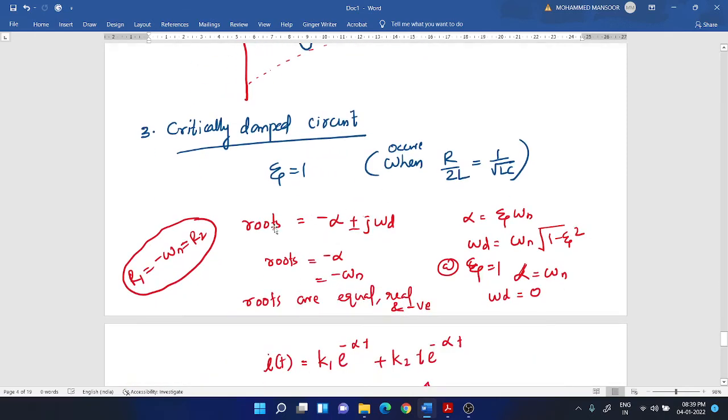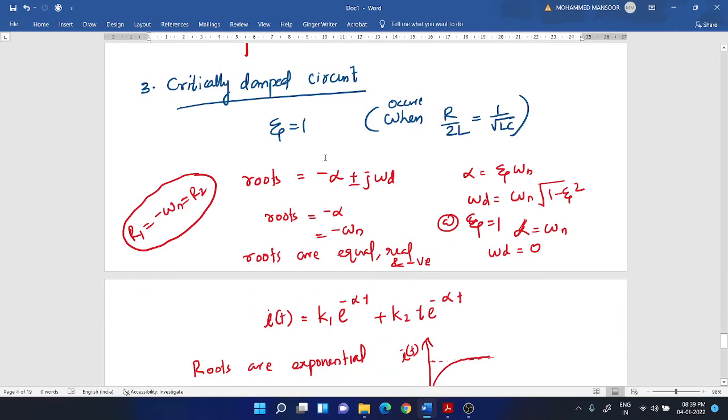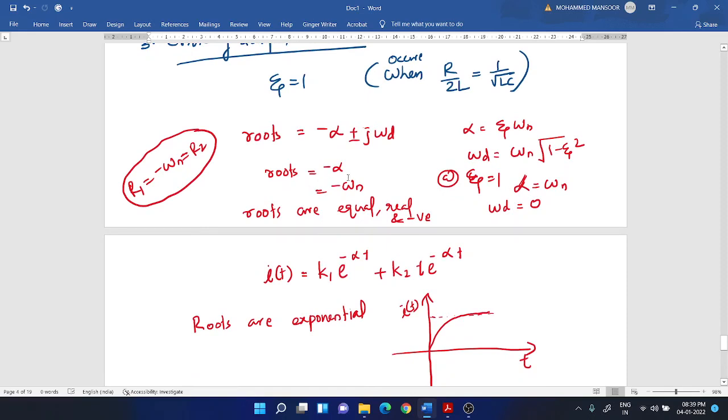So we know the roots of the denominator polynomial are generally expressed as minus alpha plus or minus j omega d. Alpha is this one and omega d is this one. At theta equal to 1, we can see that alpha is equal to omega n and omega d becomes 0. That means both roots contain only real parts, that is, roots are equal and real with negative sign. So both roots are minus omega n: r1 is equal to r2 is equal to minus omega n.